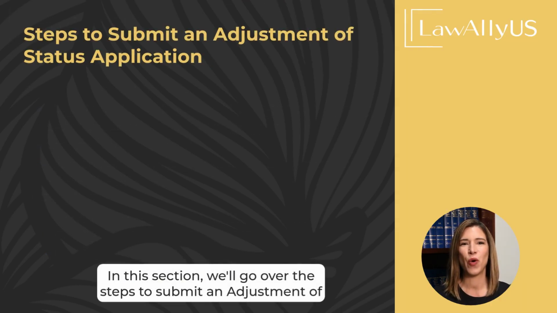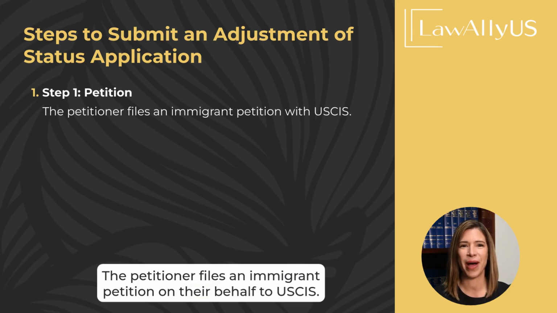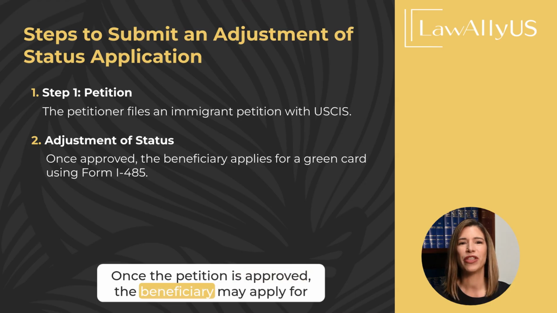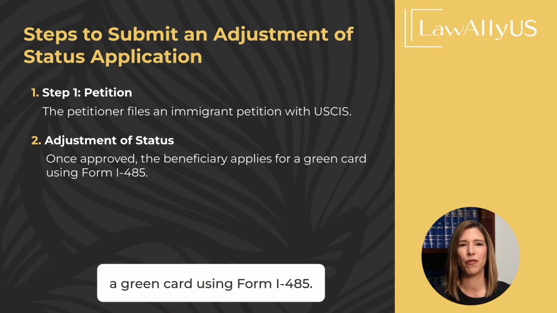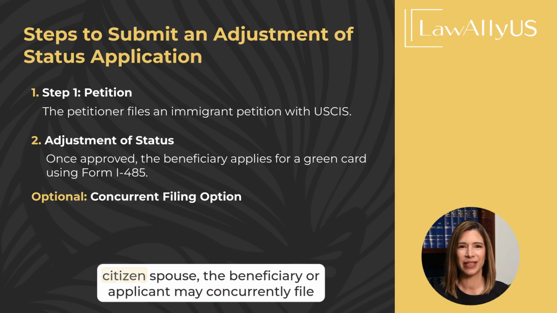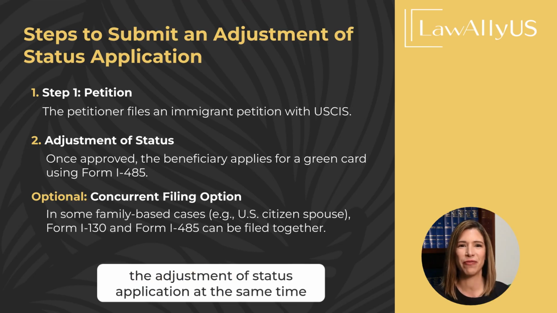In this section, we'll go over the steps to submit an adjustment of status application. The petitioner files an immigrant petition on their behalf to USCIS. Once the petition is approved, the beneficiary may apply for a green card using Form I-485. In certain family-based cases, such as a petition filed by a U.S. citizen's spouse, the beneficiary or applicant may concurrently file the adjustment of status application at the same time as the petition.